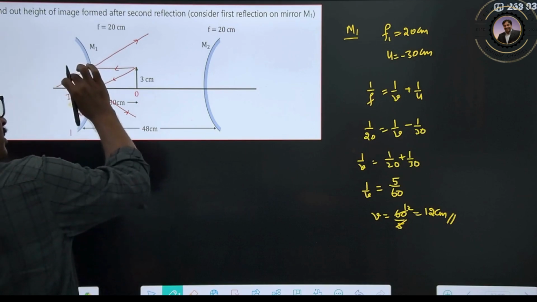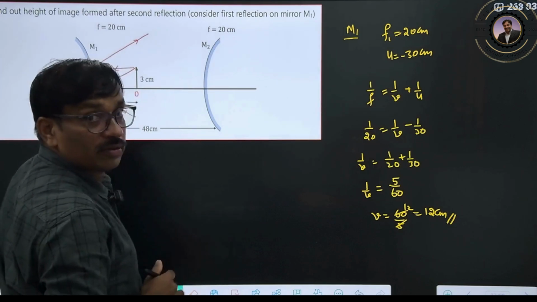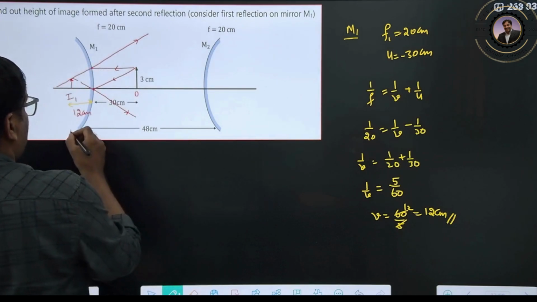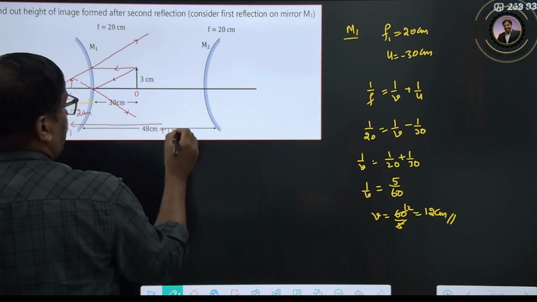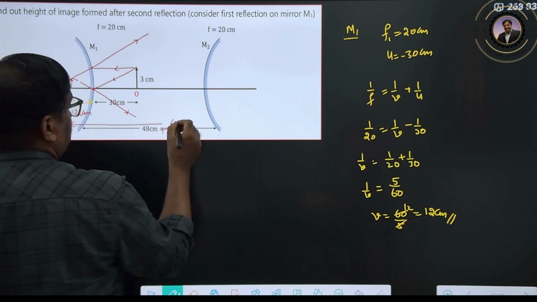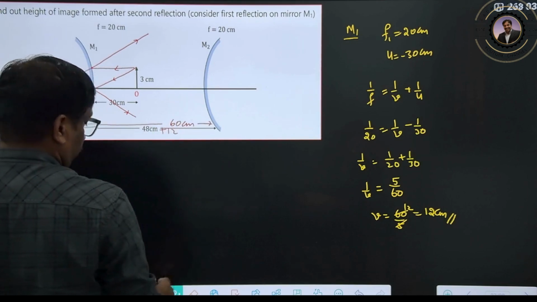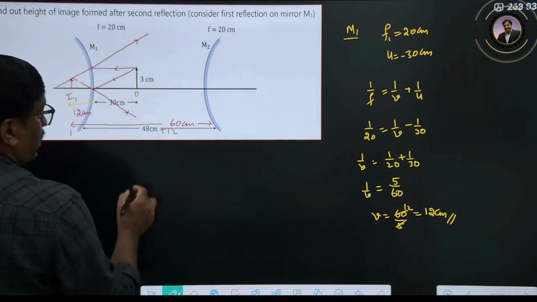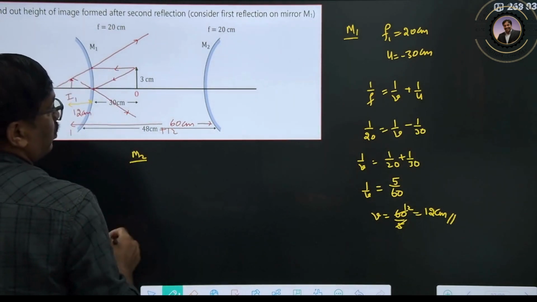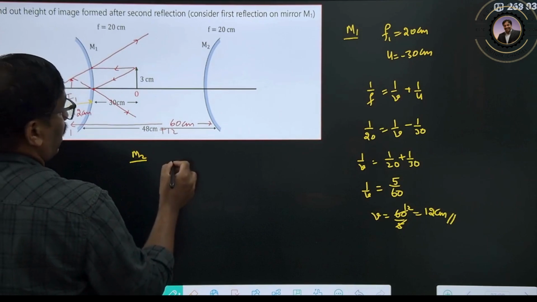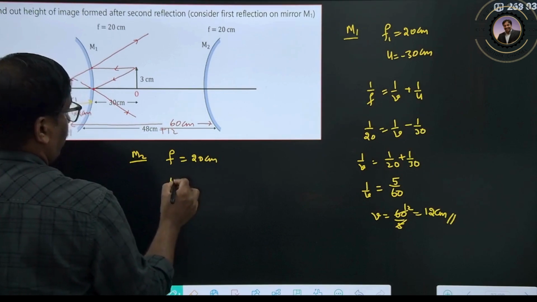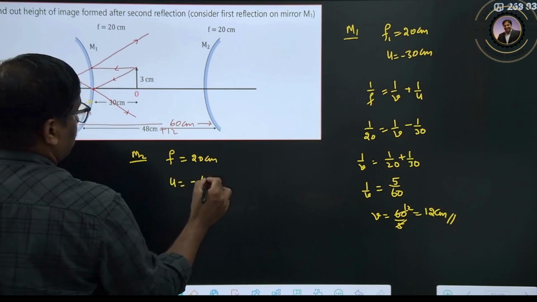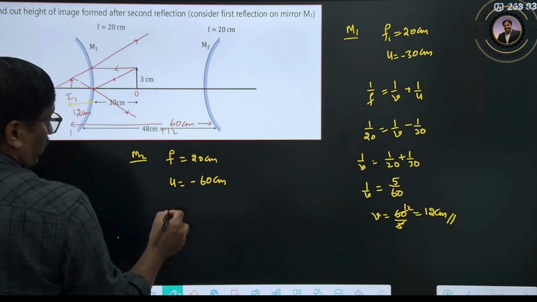Now this image will act like an object to this one. What will be the object distance now? Here 48 plus 12, this is plus 12, how much will it be? Therefore 60 centimeter. So what will be our object distance now for mirror 2? Focal length of mirror 2 is 20 centimeter. Object distance is minus 60 centimeter.